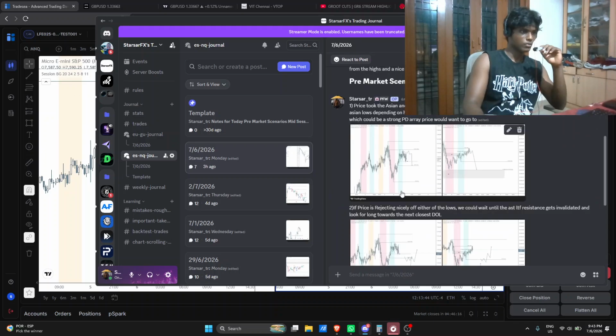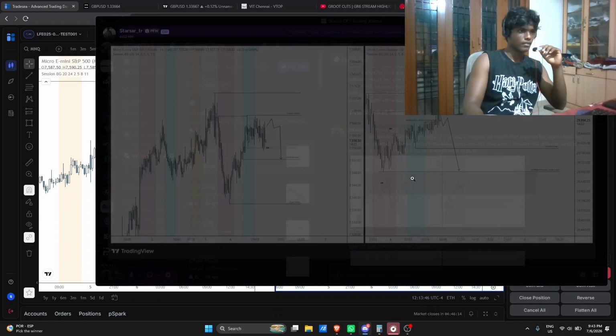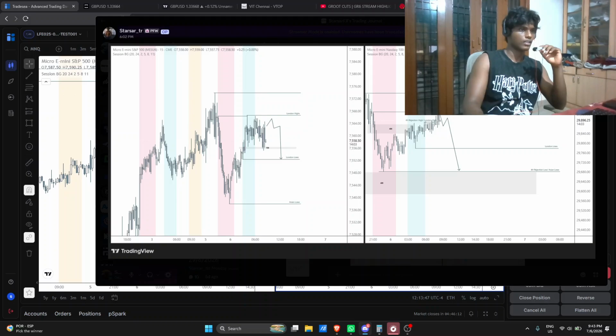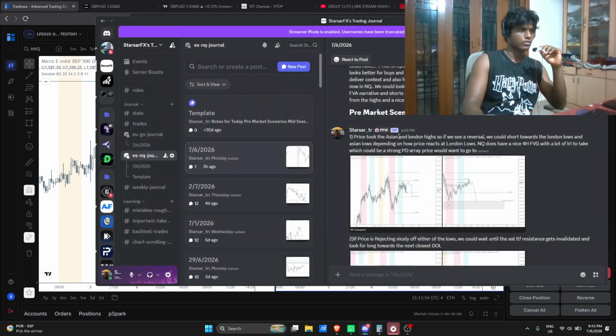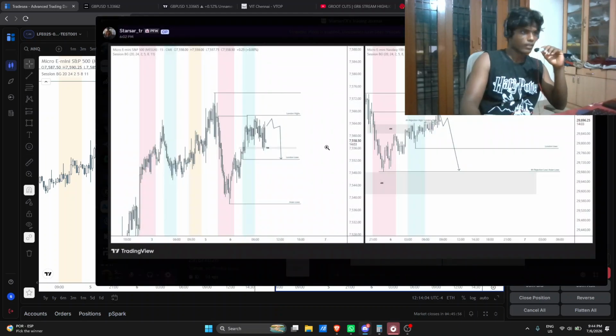Basically, what I wanted to see was price take the Asian highs and then come towards the London lows or the 4 hour rejection Asian lows. So this is my scenario one. Okay, London lows, Asian lows. Basically we had this 4 hour and a lot of low resistance liquidity to take, and we had almost nothing against us at this point.